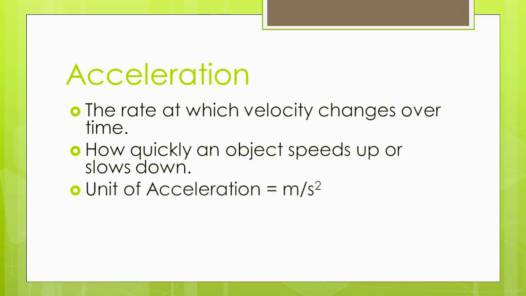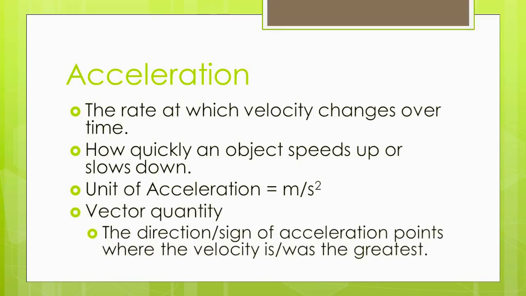The unit of acceleration is meters per second squared. We'll talk about where this unit comes from in a moment. This is a vector quantity, so we know that the direction or sign of acceleration points where the velocity is or was the greatest, meaning that if an object is speeding up, it's pointing where the object's going. If an object is slowing down, acceleration is pointing away from where the object's going.